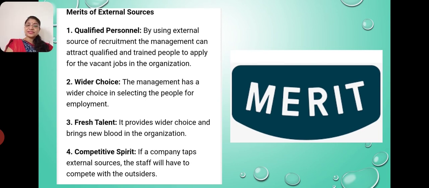Then competitive spirit. If a company takes an external source, the staff who are already in the organization will have competition because a new person is joining the organization. So definitely the outsider and the internal one will compete among themselves, and this will lead the organization to achieve its goals very easily.